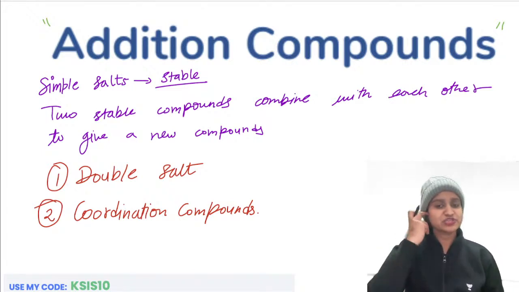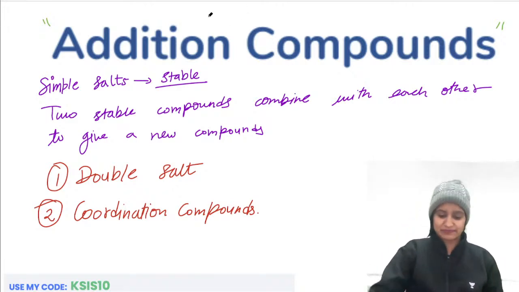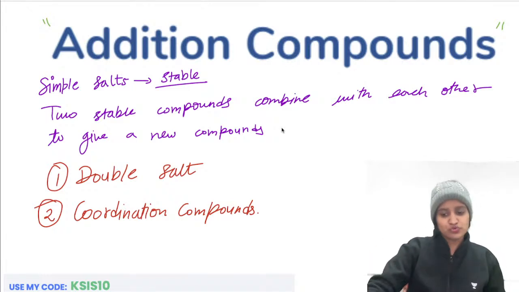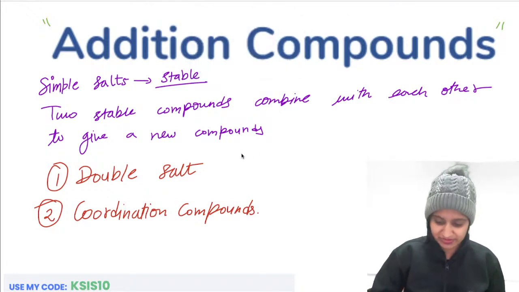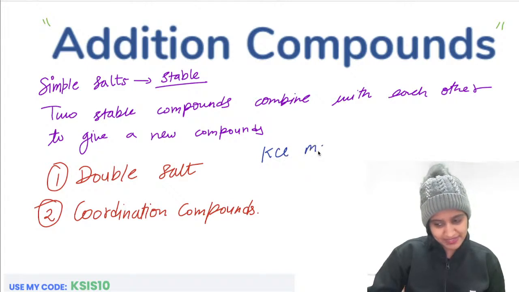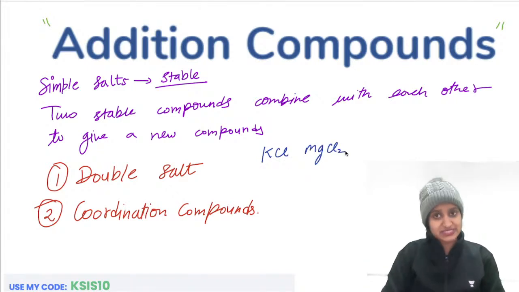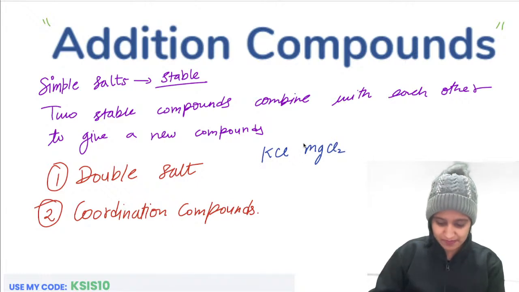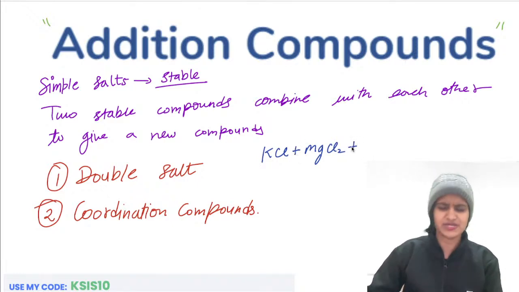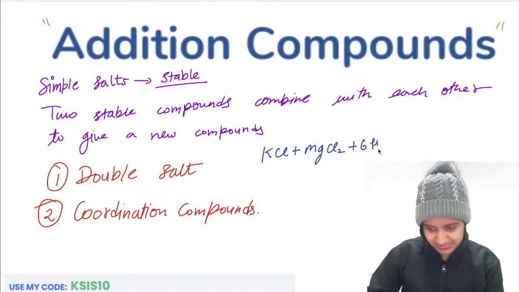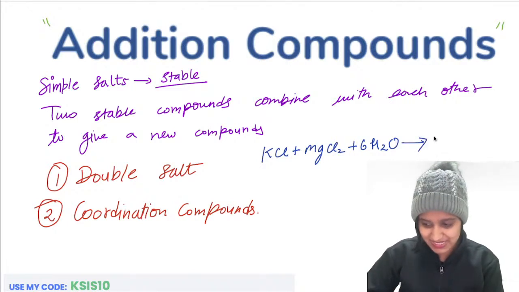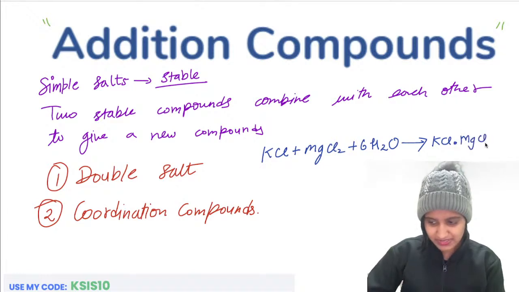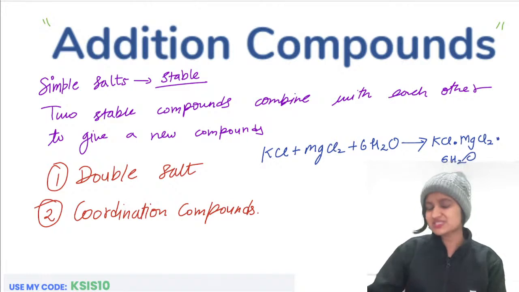I was telling you that in case of addition compounds, say an example. We know KCl, that is potassium chloride, and MgCl2, that is magnesium chloride. These two are already very stable salts. Even then, they combine with each other in the presence of some molecules of water, that is 6 in this case, to give a new compound, KCl.MgCl2.6H2O. This is the new compound which is formed.